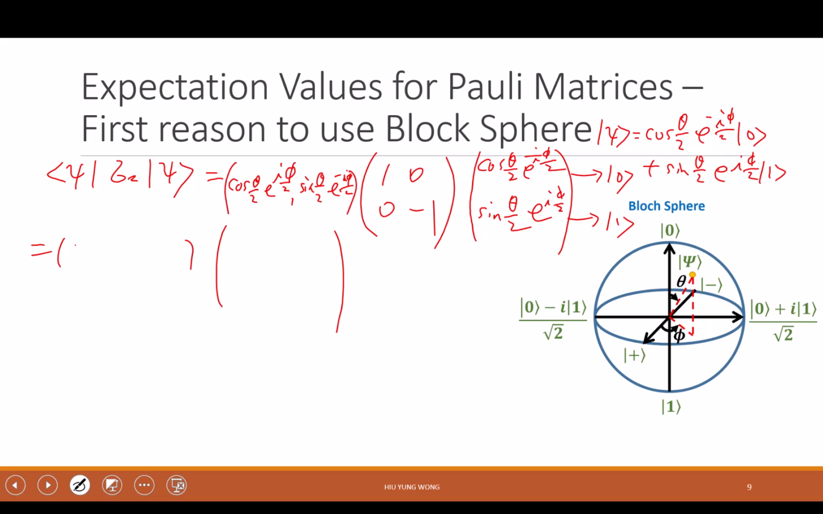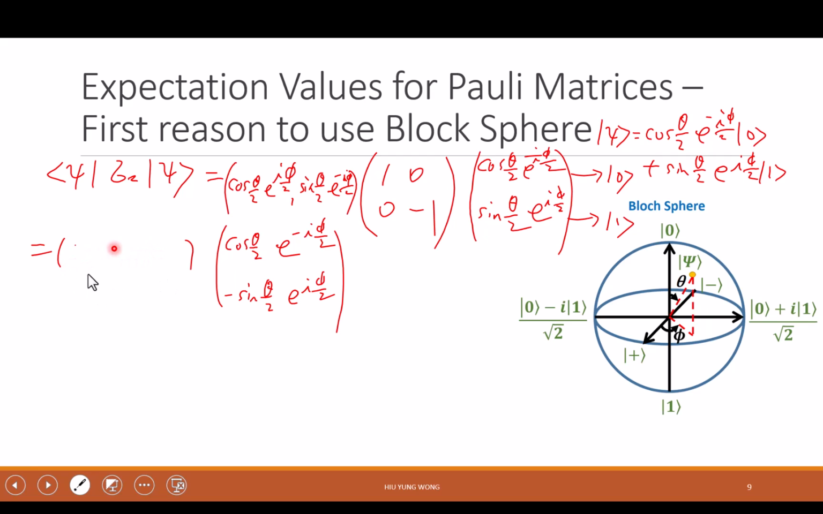What do I get after the multiplication? For the second, the multiplication. This one multiply this one. Cosine theta over 2, e to the power minus i phi over 2, because times 1, right? This one is minus sine theta over 2 e to the power i phi over 2, right? Because we're doing this row times this column, 0 times cosine, negative 1 times this one. I get a vector again. Matrix times vector makes sense because I'm rotating the vector. It should be a vector.